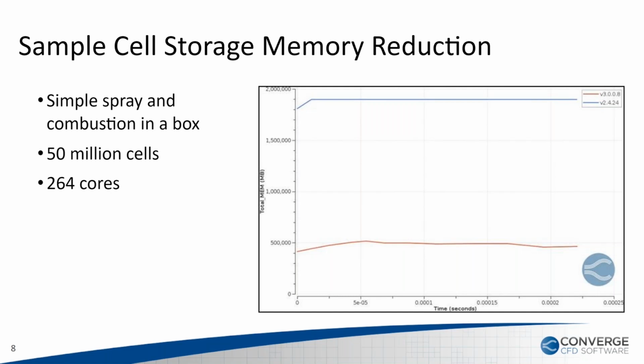This is a simple plot of just a single snapshot of a case, but you can see that Converge 3.0, which is the red line at the bottom, is something like a factor of 4 times better in total memory consumption than Converge 2.4. And this gap is going to continue to grow as you increase the core count. That allows us to run really high core count cases without any concerns about memory.